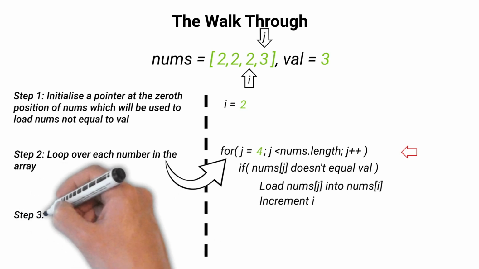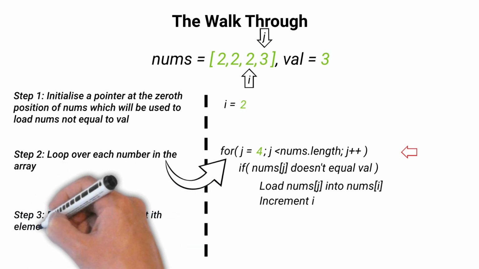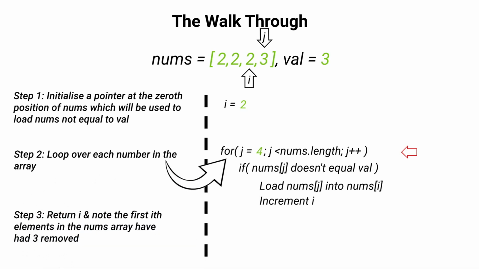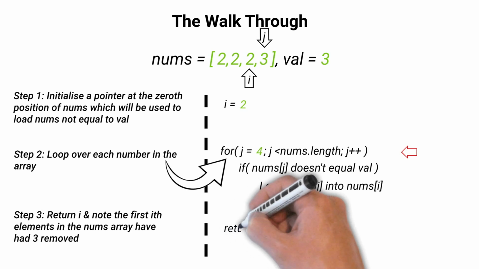And then step 3, we return i. Note that the first i elements in the nums array have had 3 removed. Then we come over here and we return i.